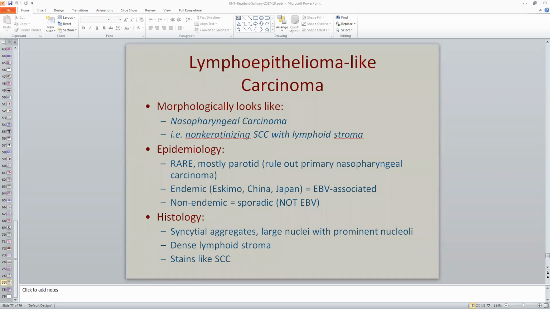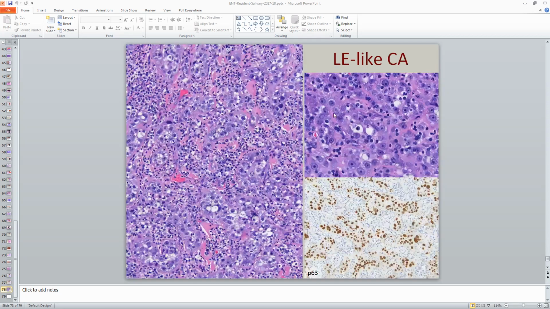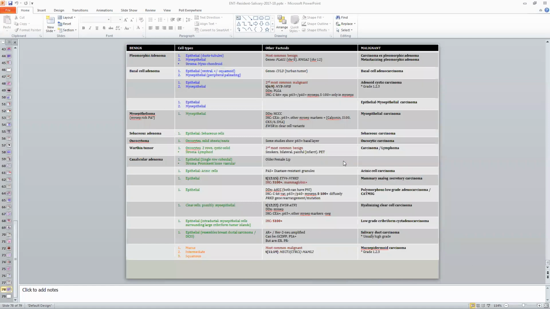Sometimes then in the salivary gland, we get carcinomas that can look like nasopharyngeal carcinoma. Sometimes they are metastases from nasopharynx. Sometimes they are primary or thought to be primary in the salivary glands and potentially associated with Epstein-Barr virus, just like that of the nasopharynx. But here we have these sort of syncytial sheets of cells with a primitive squamoid morphology, potentially with Epstein-Barr virus.